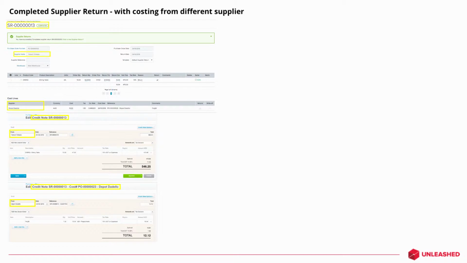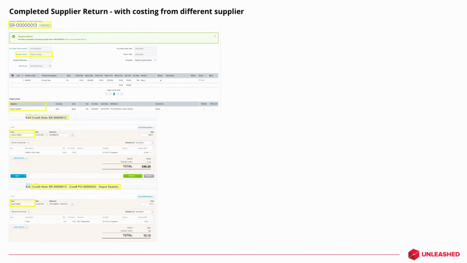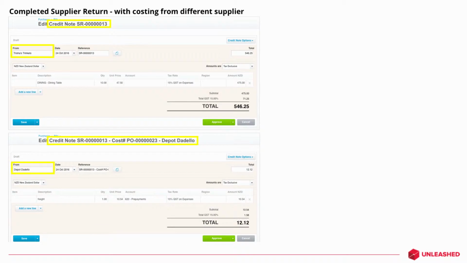A completed supplier return in Unleashed that includes costing for a different supplier from whom you purchased the products from will send a draft credit note for supplier 1 and a draft credit note for supplier 2. So looking at supplier return 13 in Unleashed, we can see that we are returning goods for Trisha's Trinkets and refunding costs for Depot Dadello. Looking at Xero, you will see a credit note for the goods we are returning to Trisha's Trinkets, as well as a credit note for the costs that are being refunded to Depot Dadello.